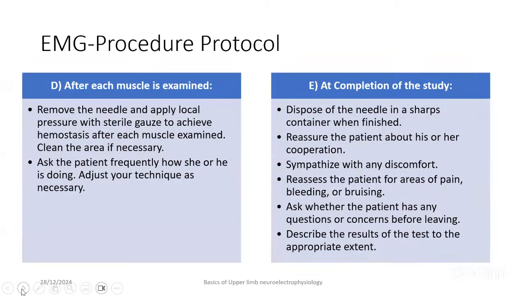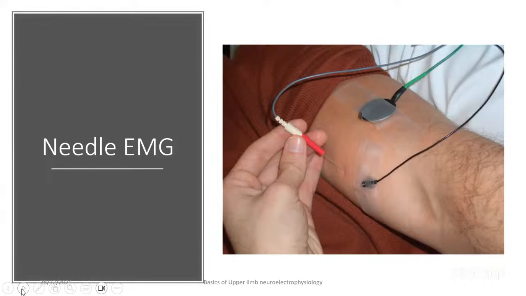After each muscle is examined, remove the needle and apply local pressure with sterile gauze to achieve hemostasis. After the examination, clean the area if necessary. Ask the patient frequently how she is doing. Adjust your technique as necessary. Just don't go on doing it without caring for what the individual is feeling. At completion of the study, dispose of the needle in a sharps container. Reassure the patient, thank him for his cooperation, and sympathize with any discomfort, the bleeding, and all things to be taken care of. So that's how the needle EMG is done.